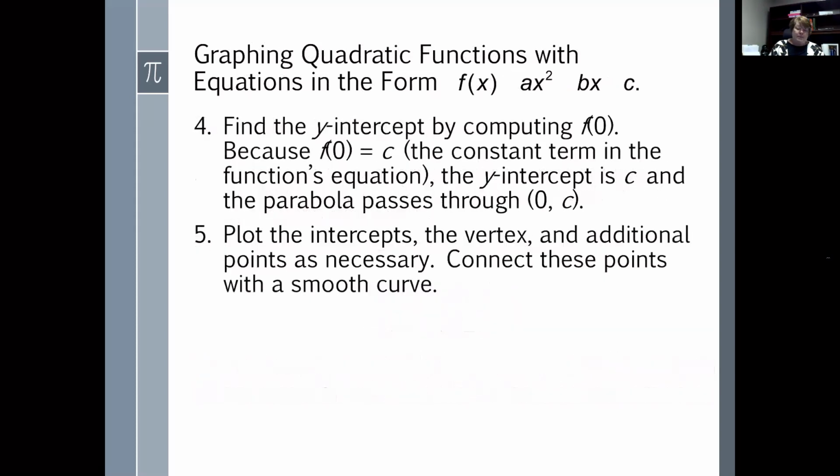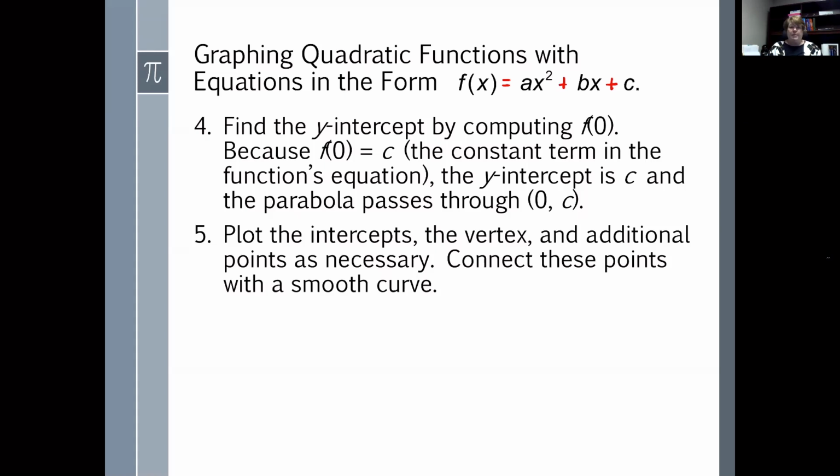The y-intercept is probably the easiest thing to do here, because to find the y-intercept, you let x equal 0, you evaluate the function at 0. But if you let x equal 0, the x squared goes away. The x goes away. So all you're left with is c. So when your quadratic function is in this form, the constant is your y-intercept.